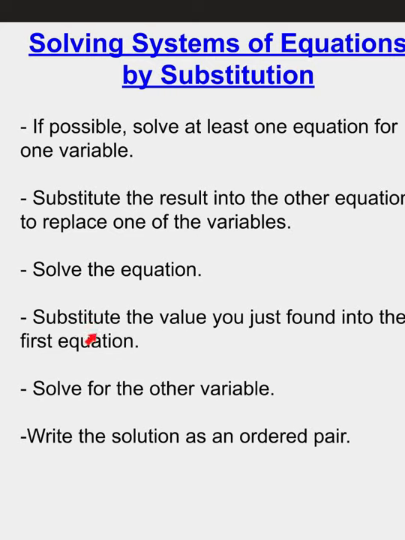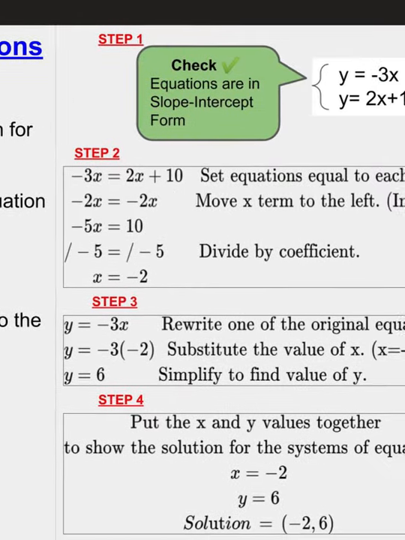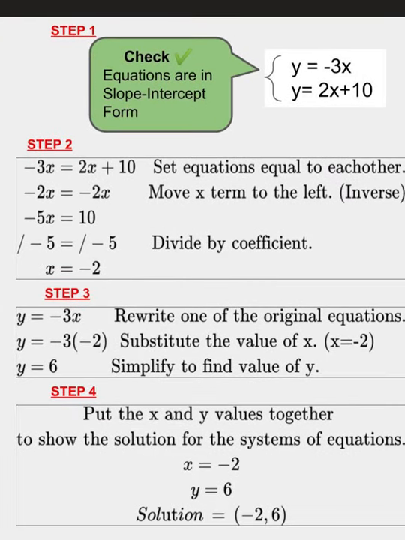You'll solve the equation, then you're going to go back and substitute the value you just found into the first equation, or whichever equation is easier to substitute in. Then you will solve for the other variable. Write the solution as an ordered pair. You'll see on the following examples what I mean by these directions. So let's take a look at the first example.